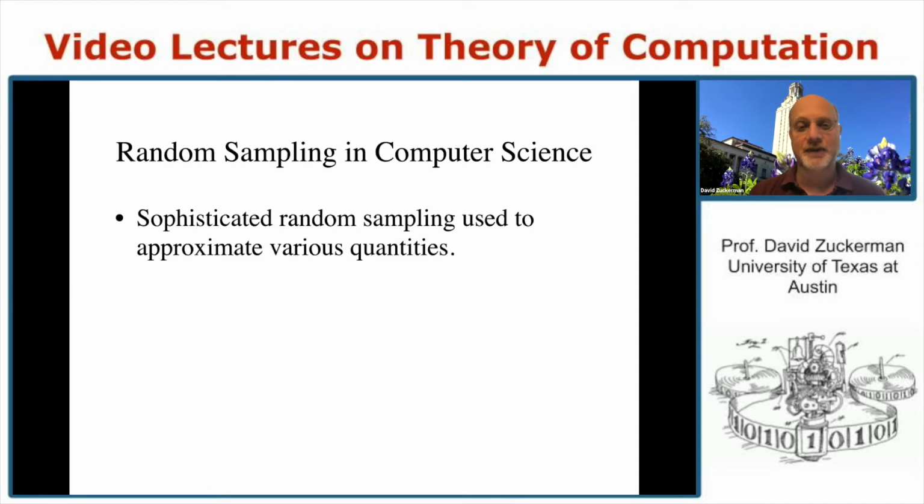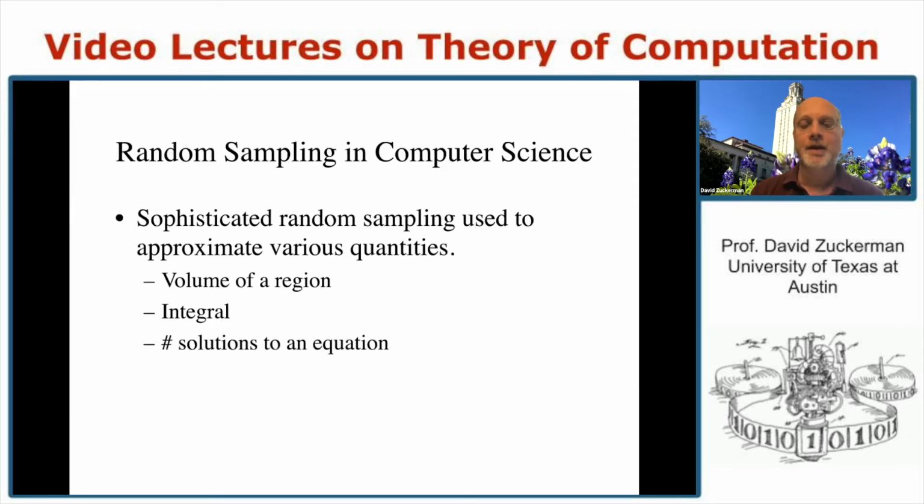There are much more sophisticated random sampling techniques that are used to approximate various quantities. So if you want to approximate the volume of a region, sometimes the situation is not as simple as I said. You can use more complicated techniques to estimate the volume of a region. You can also use it to estimate an integral, which is similar to a volume. Or you can use it to approximate the number of solutions to an equation.